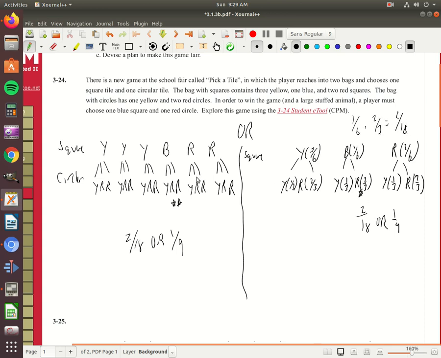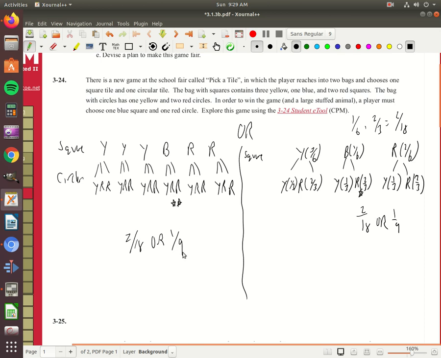So I don't care which way you set this up. You can just list every single possibility, and then just count. Or you can use these odds and multiply the odds, and you get the same answer. Now the question is, should they play the game? Well, they should win this game 1 out of every 9 times.